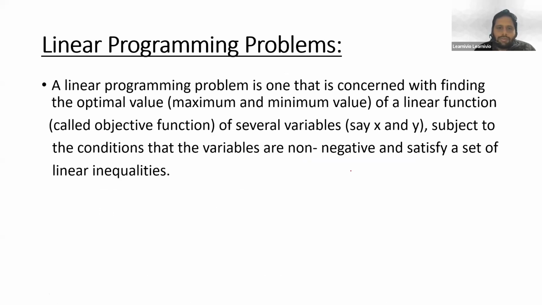What is a linear programming problem? This is a problem which is concerned with finding the optimal value. Optimal value means maximum or minimum value. For example, if a shopkeeper needs to sell chairs and tables, then he wants the maximum profit. So such types of problems will come under this category. Here, whatever objective function we have, we will try to maximize or minimize that as per the question.